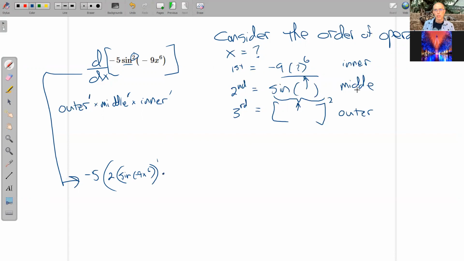Times the middle. The middle is the sine, so derivative of the sine is the cosine of whatever. That's it, that's its derivative. What happened to be inside there was a -9x to the 6th. And then finally, we multiply by the derivative of the inner, -9x to the 6th. So that's going to be a -9 times 6 times x to the 5th power.